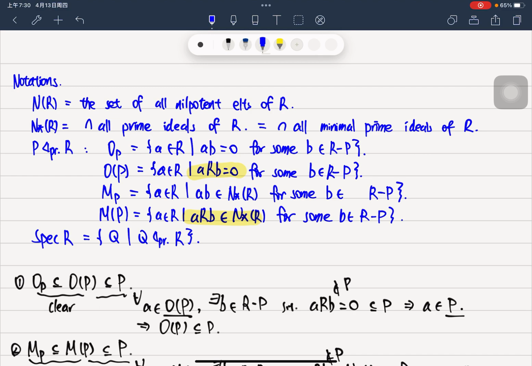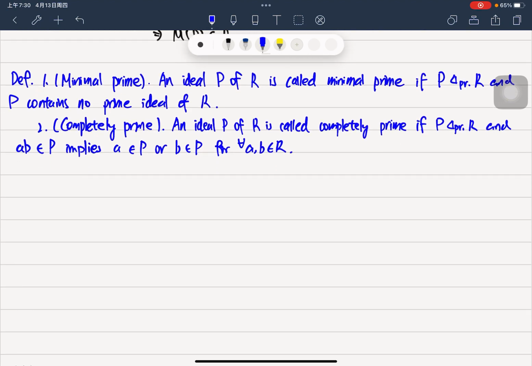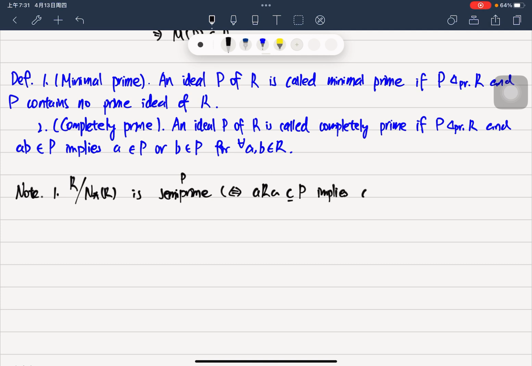Now we know two more facts, which is that R over lower star R is semi-prime. And the semi-prime definition is that ARA contained in P implies A is in P for any A, B in R.